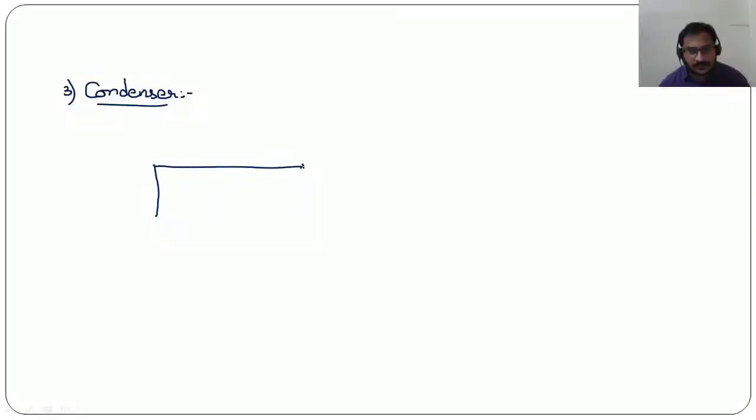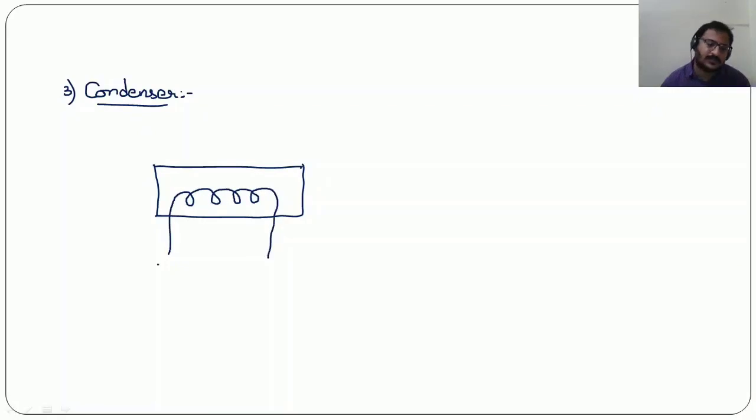Now let us go for the third case, the condenser. So if you consider a condenser, there is a condenser like this. The condenser coil will be like this somewhat. Now steam is entering into the condenser. There is some cooling water here. So this is the cooling water, let us take, or cooling fluid, whatever you want, you can consider.